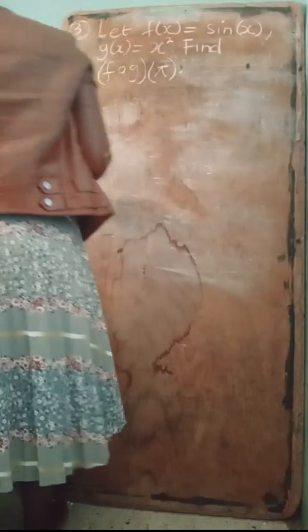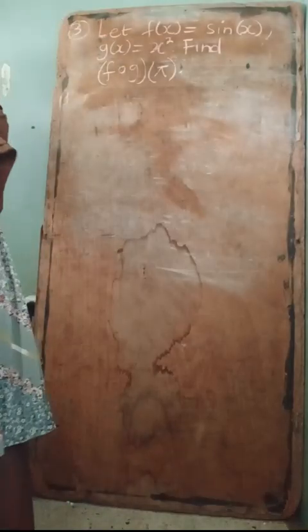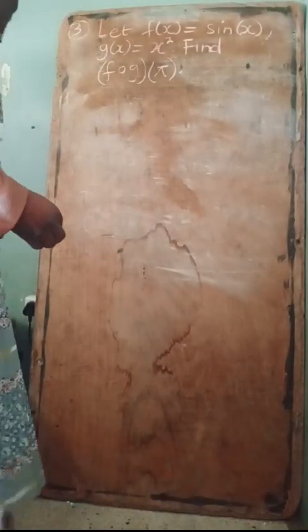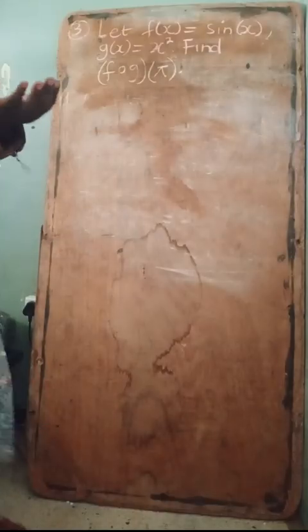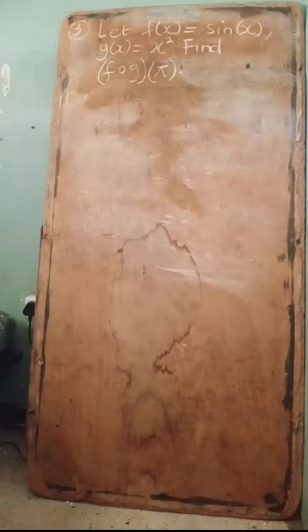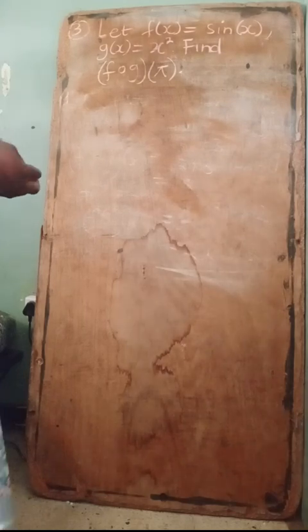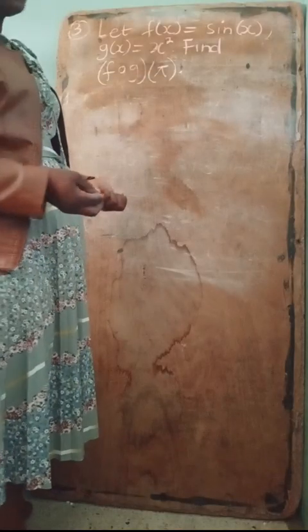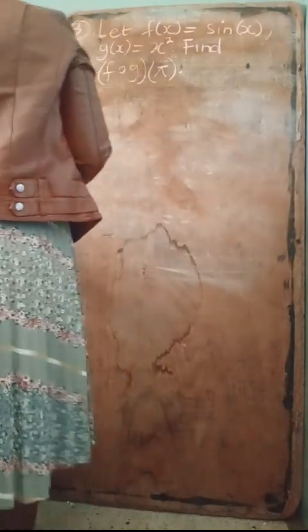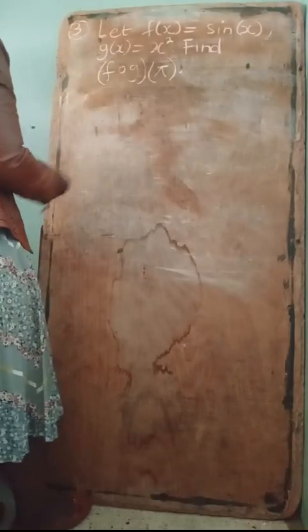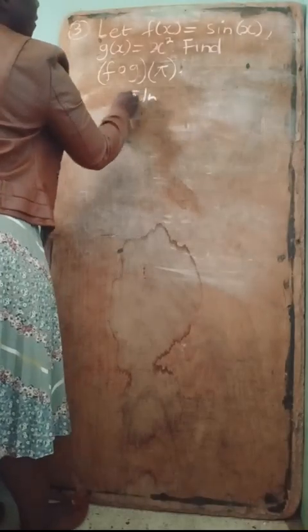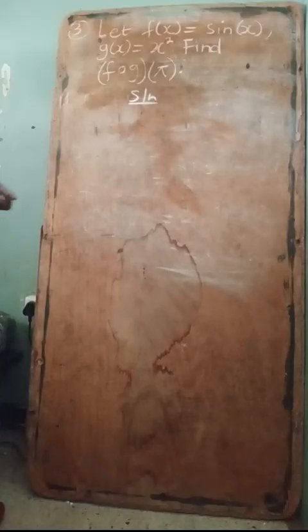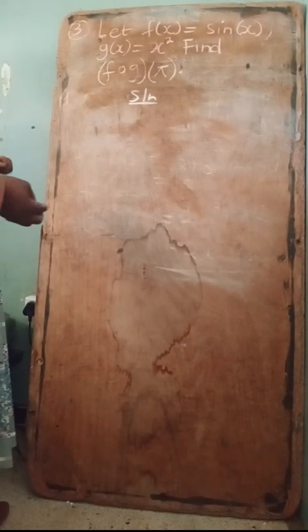Yeah, beautiful. So it's not always that you'll be given a number like 4 or just a letter like x to find. Sometimes you'll be given a pi to replace and then evaluate. So here this time around we are given a pi to evaluate, so we have the solution there. So how can we solve such a question?